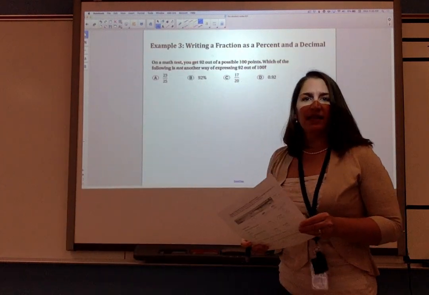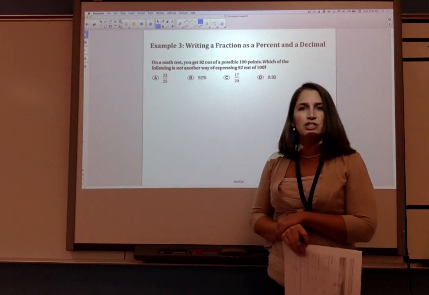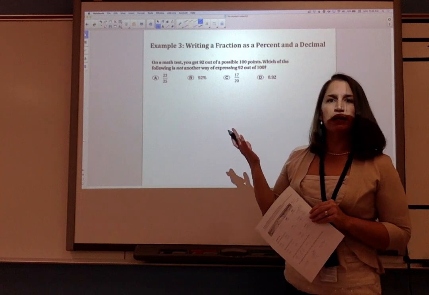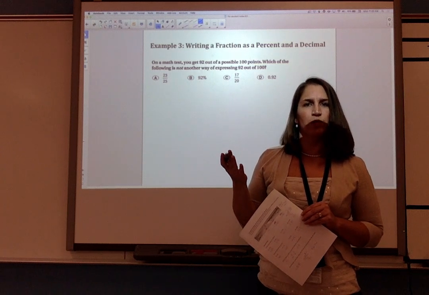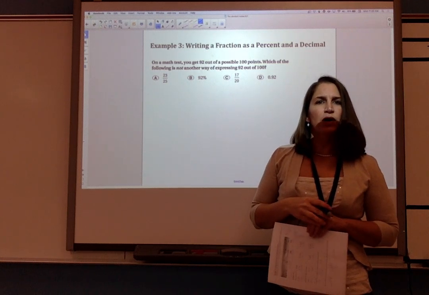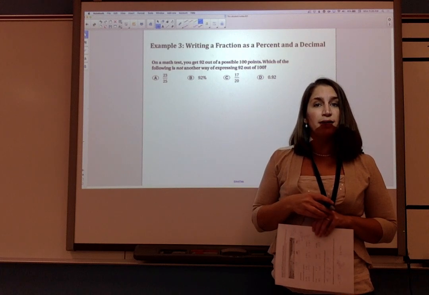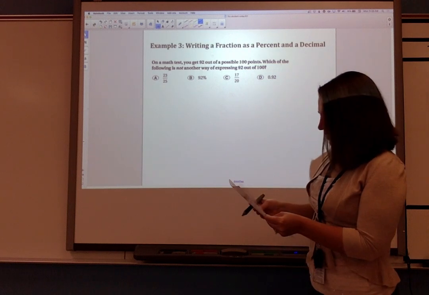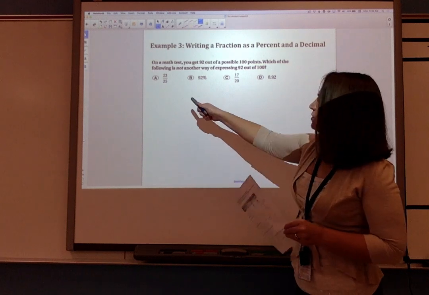Let's look at our next example where we're going to write a fraction as a percent and a decimal. So it says on a math test, you get 92 out of 100 points, 92 over 100. Which of the following is not another way of expressing 92 out of 100? So let's take a look here.